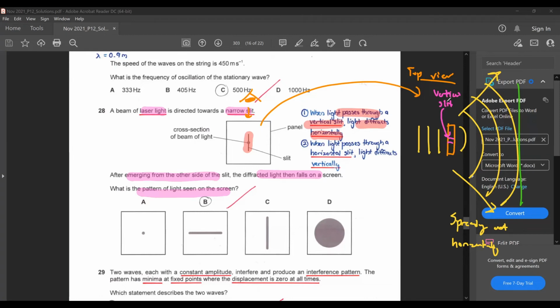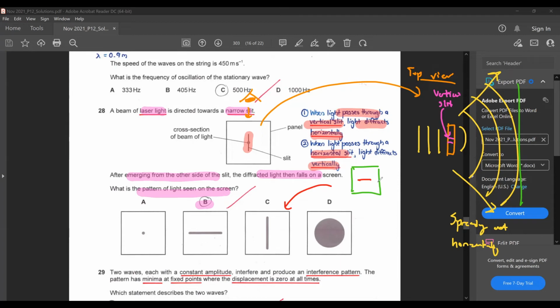So if you have a vertical slit and you shine a light onto it, the light by right ought to spread out horizontally. The only pattern here that shows the light spreading out horizontally is answer choice B. Now if they repeat the question but change it a little, where they say this time it is a horizontal slit, meaning the slit looks like this, the light will instead diffract vertically. So the correct answer would just be C.